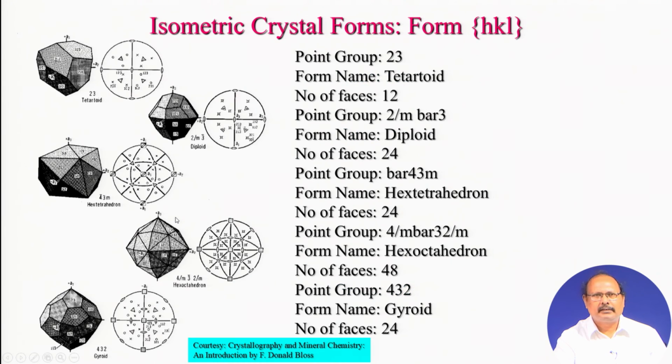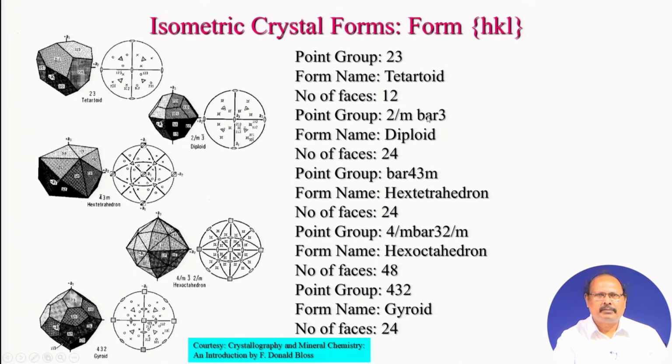Now, here is the remaining part of the isometric crystal forms. This is the general form symbol, hkl. This we have already studied when we generated the 32 point groups of symmetry. You go back and see the lectures where I have taught with a starting motif hkl, and we have studied the point groups of symmetry 23, 432, bar 4 3 m, 4/m bar 3 2/m and 2/m bar 3. There you see that when you have 23, you have a 12 face form. This is shown here and this is called a tetartoid.